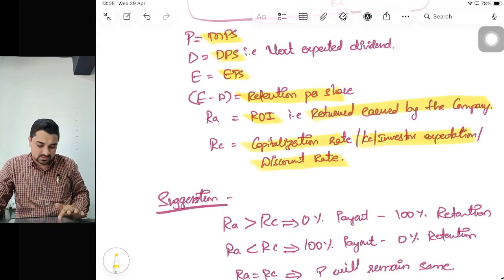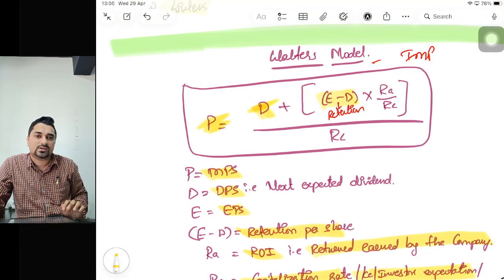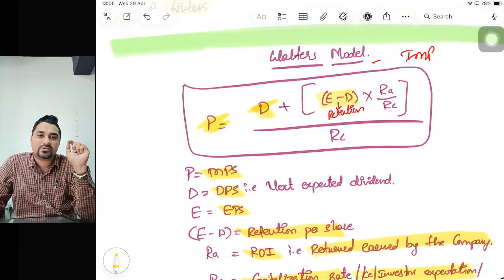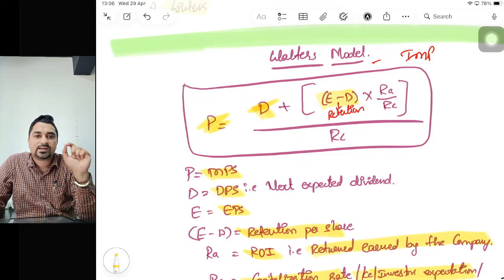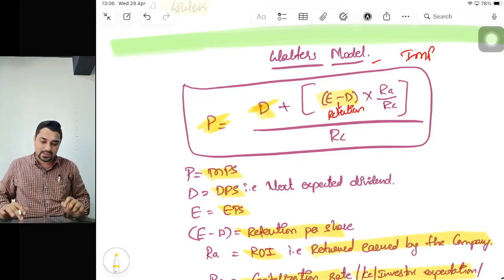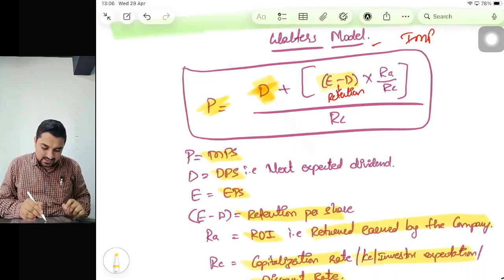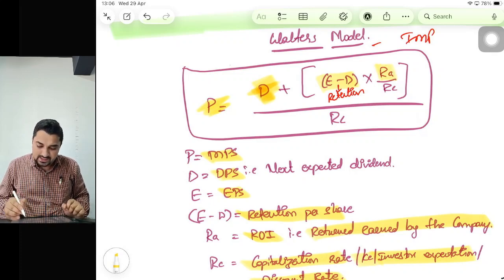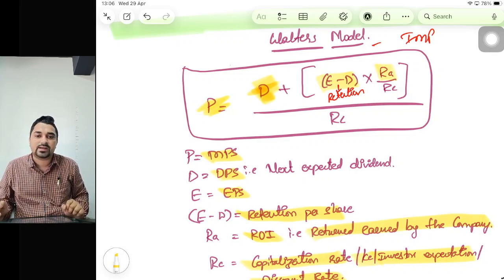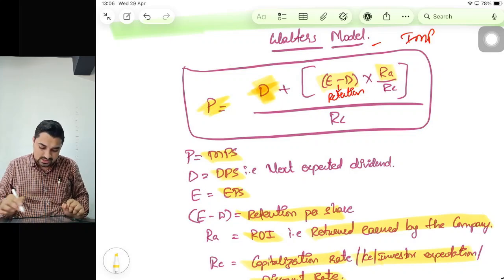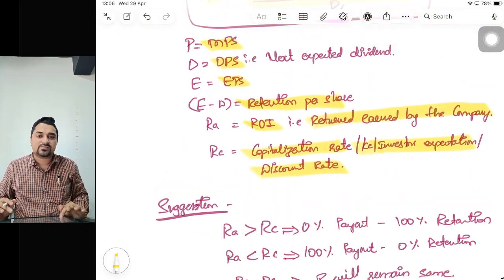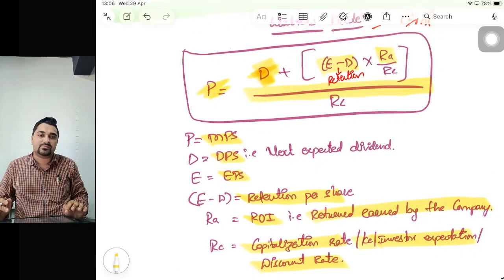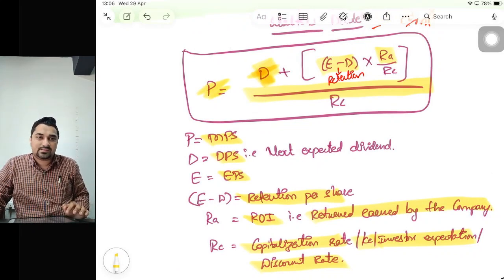There are multiple terms. So what does Walter say? Walter says your market price is dependent on your dividend decision, and he gives a formula to calculate market price per share. It is P equal to D plus, D meaning dividend, plus E minus D, which is retention, into RA, the rate of return earned by the company, divided by RC. RC is the opportunity cost. The whole divided by RC. So this is the formula given by Walter. You apply this formula and you get the market price per share. I'm not explaining the concepts now because it is a revision class.